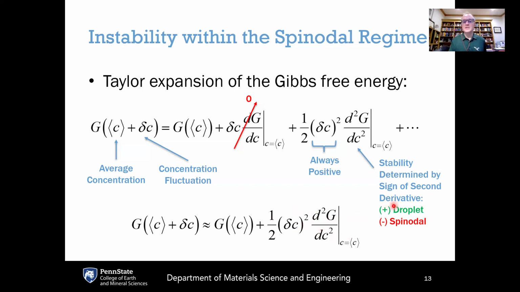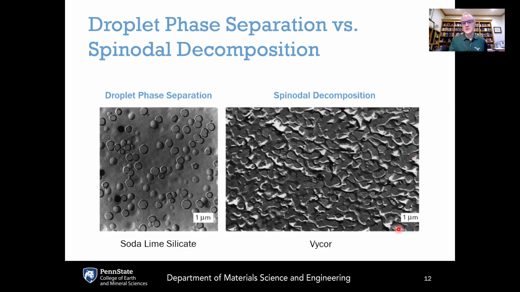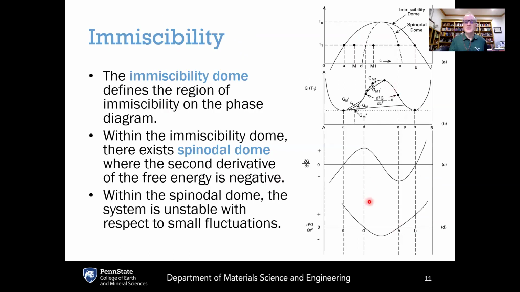And if the second derivative is positive, we know that's droplet nucleation, because the system is stable with respect to these small fluctuations, because a small fluctuation is going to act to increase the Gibbs free energy of the system. On the other hand, if the sign of the second derivative is negative, then the system is thermodynamically unstable with respect to those small fluctuations, because every small fluctuation is going to lead to a lowering of the Gibbs free energy of the system. And so this negative curvature, this negative second derivative, gives us spinodal decomposition. And that is exactly what we saw in this diagram here.